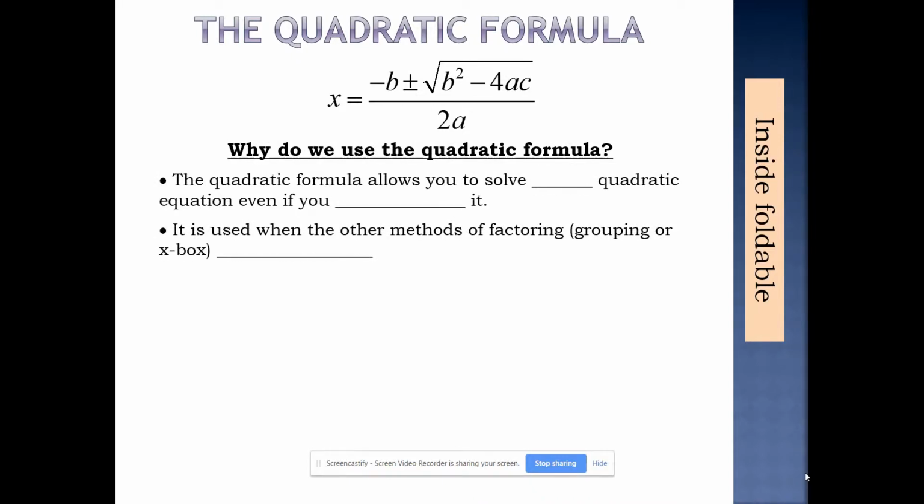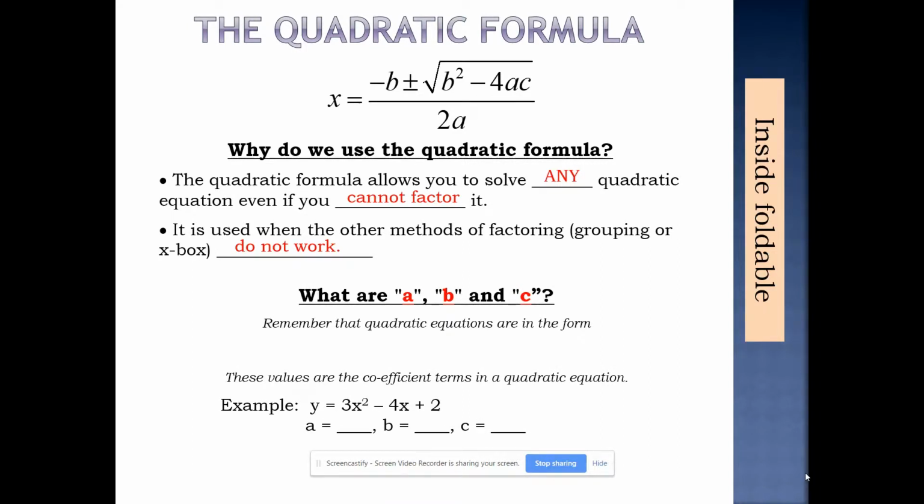Okay, so why do we use the quadratic formula? The quadratic formula allows you to solve any quadratic equation, even if you cannot factor it. Not every quadratic equation is factorable, so we still need to be able to solve it and find the roots. So it's used when any other methods of factoring do not work.